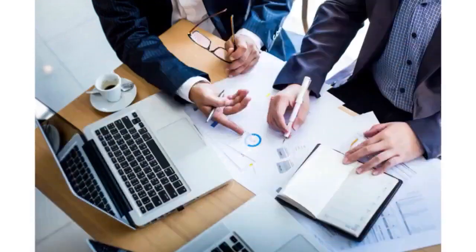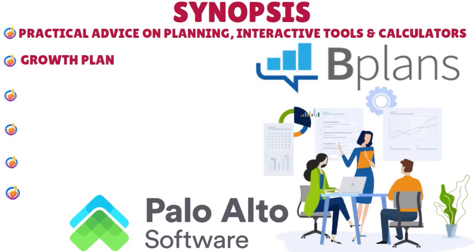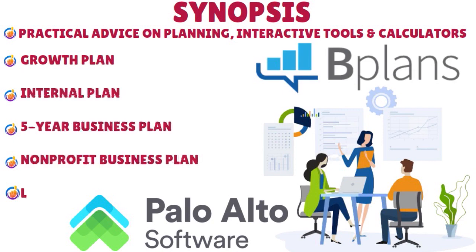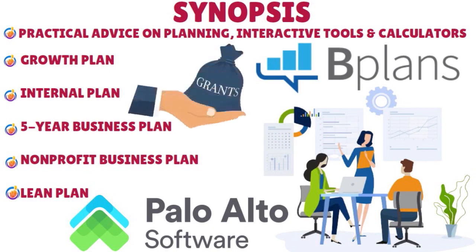When you think about Bplans, I want you to think about several types of business plans. You have growth plans, internal plans, five-year business plans, nonprofit business plans, and the lean plan, among others. If you seek a grant, you can also write a business plan through Bplans to fit the grant criteria. This is kind of cool. Overall, you have an all-in-one solution that is backed by Palo Alto Software.